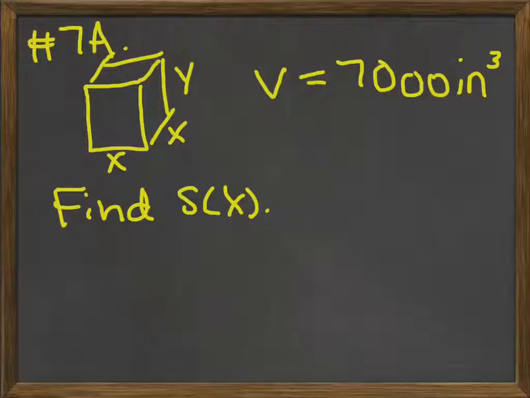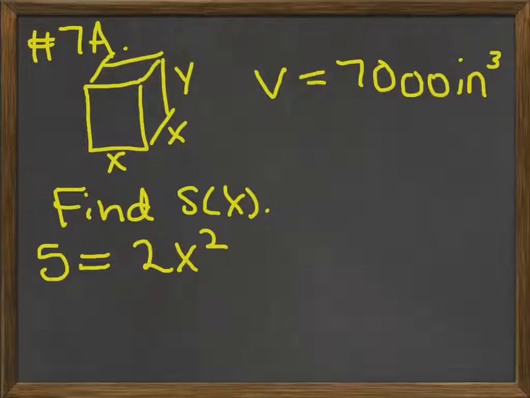So if you wanted to find the surface area of a box, the top and the bottom of the box, the way they have it labeled in the diagram, each would be x squared. So x squared for the top and x squared for the bottom gives you 2x squared.